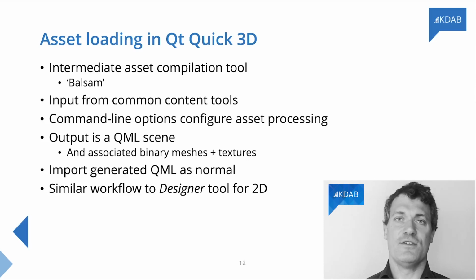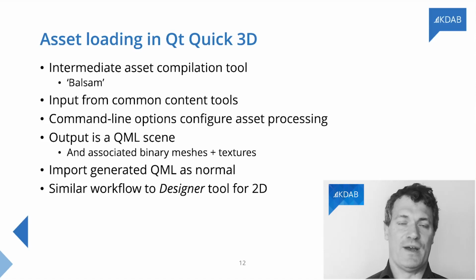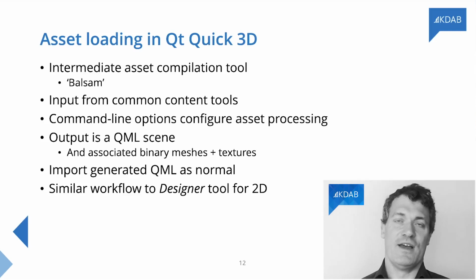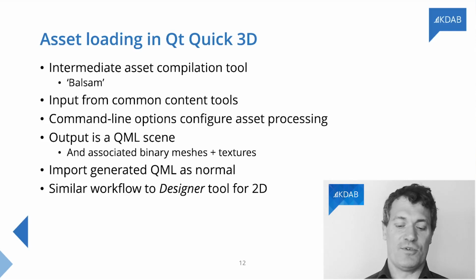So the solution in Qt Quick 3D is to have an intermediate tool which manages the export from the content creation formats to something that's easy to work with in our QML world. This is an asset compilation tool which is called Balsam. It's run as a command line tool, and it more or less is a file processor that takes in your scene and some command line options, and then what it produces is a collection of binary data and a QML file describing your scene.